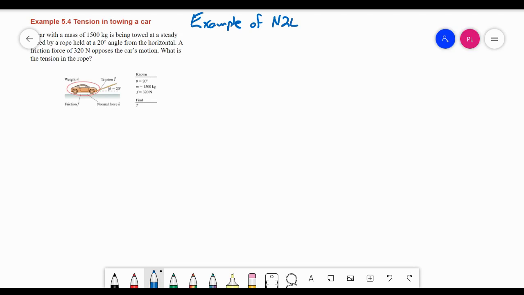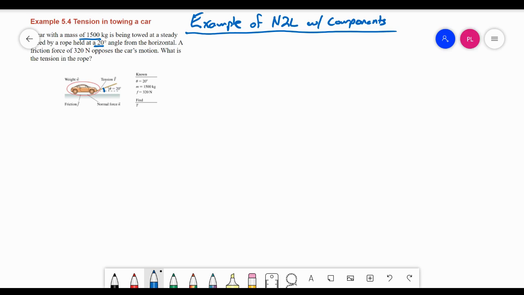So an example of Newton's second law with components. So doing a little bit of SOHCAHTOA stuff in a force problem going lefty-righty. On this question, they tell us the mass of the car is 1,500 kilograms, being pulled at an angle of 20 degrees.